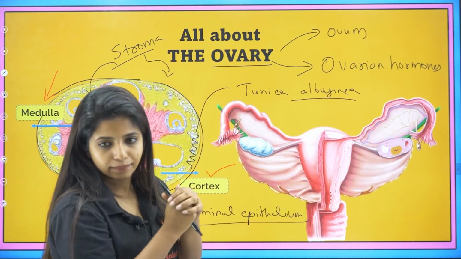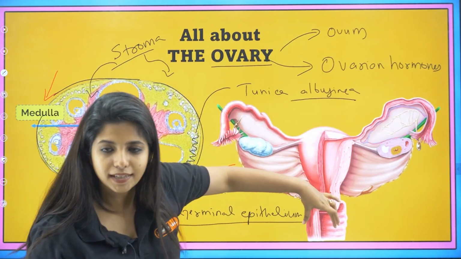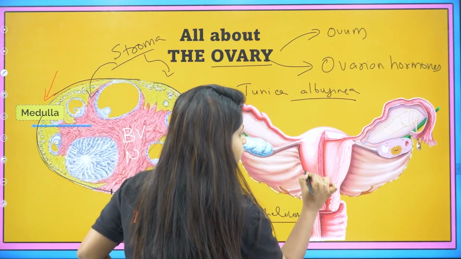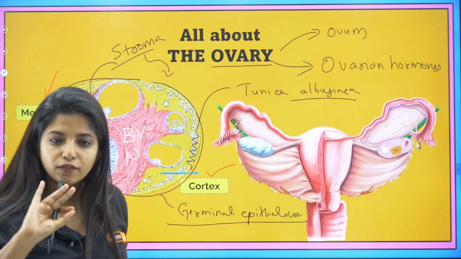Two ovaries are there. They are paired structures and they are connected to something like this. What is this? This is the uterus, where the baby is being formed. So basically, I'll give you a gist of things.